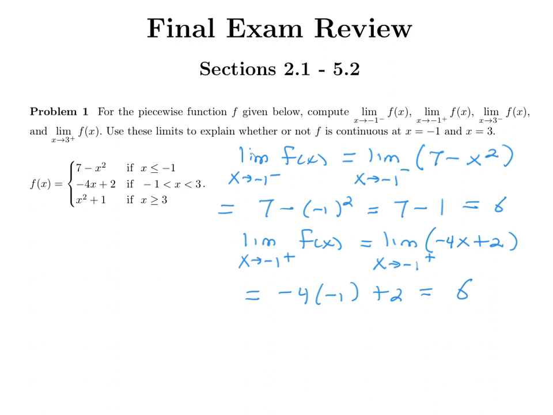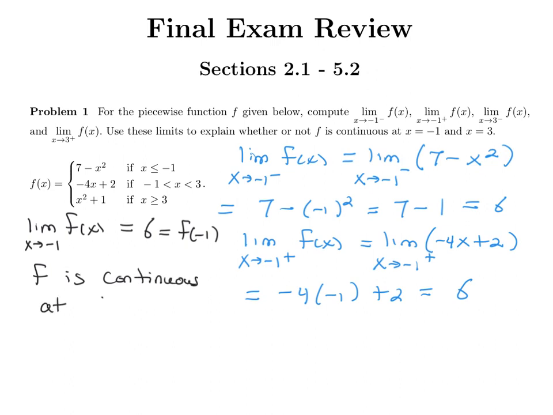So what does this mean? As we approach -1 from both the left and the right side, we get that the limit is equal to 6. This means the limit as x approaches -1 overall of the function f of x exists, it's equal to 6. That's also equal to the value of the function at -1. This means f is continuous at x is equal to -1.